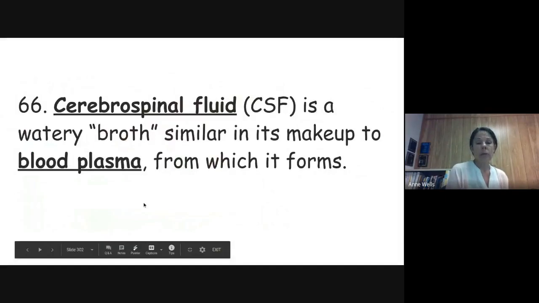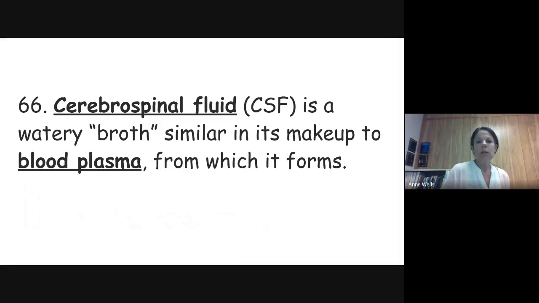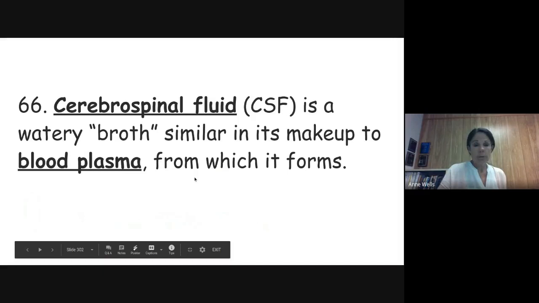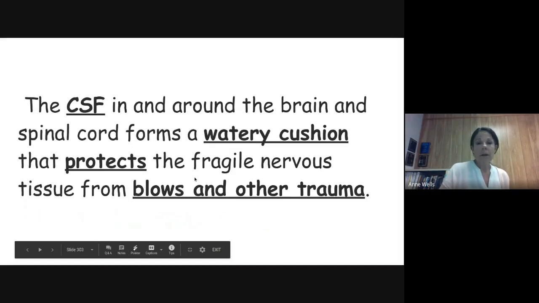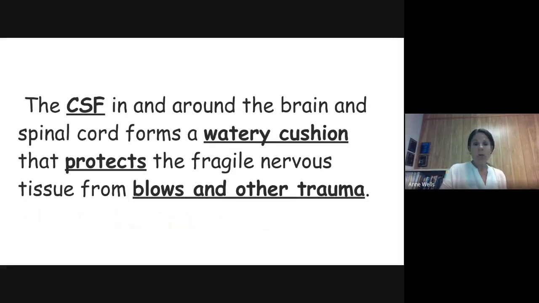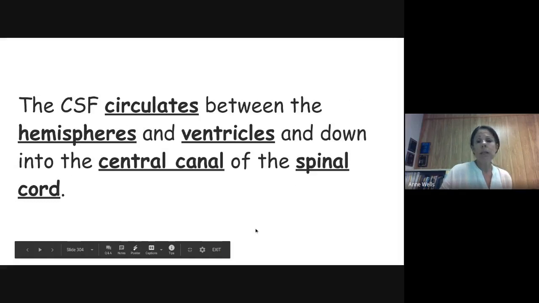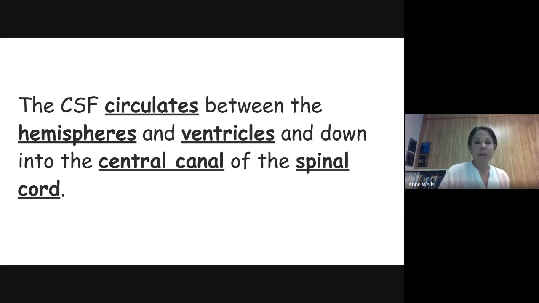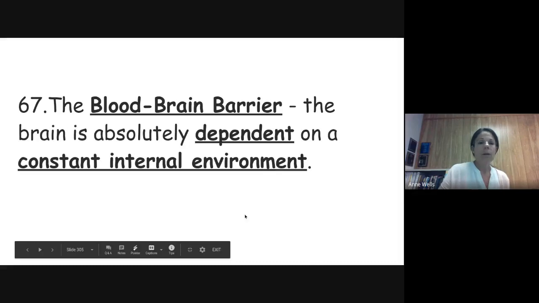Number 66, the cerebrospinal fluid, or CSF, is a watery broth type fluid, similar in its makeup to blood plasma, and that's from which it forms. The CSF in and around the brain and spinal cord form a watery cushion that protects the fragile nervous tissue from blows and other trauma. The CSF circulates between the hemispheres and ventricles and down into the central canal of the spinal cord.